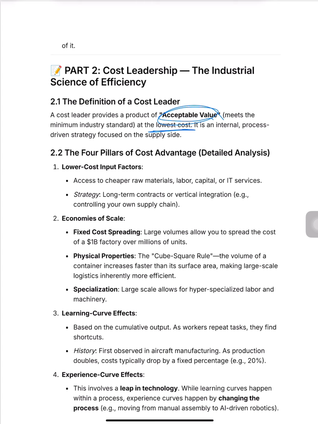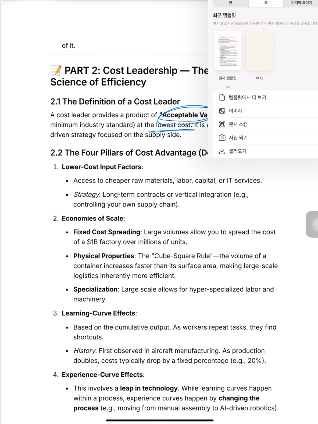This is so classic and academic. When many students hear and read this sentence, the major number of students do not get it, unfortunately. So I'm going to explain more deeply about the definition of the cost leader as well.